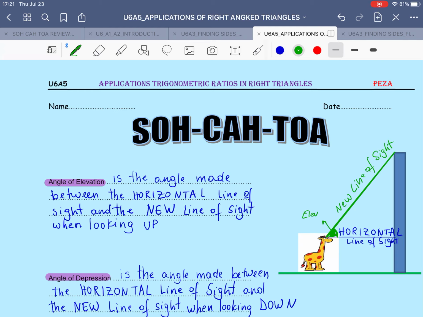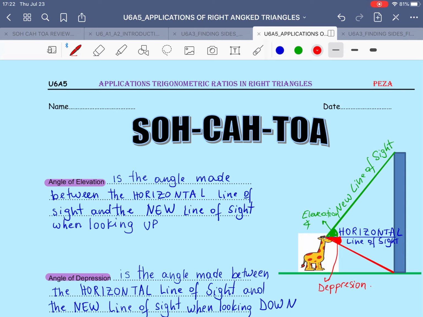Now let's say that Sophie decides to look down at the bottom of the building. So her new line of sight would be represented by this red line here. Now the angle made between the horizontal line of sight and her new line of sight will be this angle here. And guess what? We'll call this the angle of depression. Now sometimes you're going to hear the word declination. Declination, depression, or angle of declination or depression means the same thing.